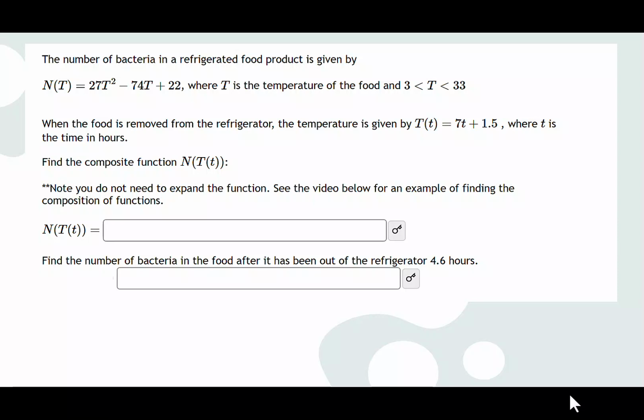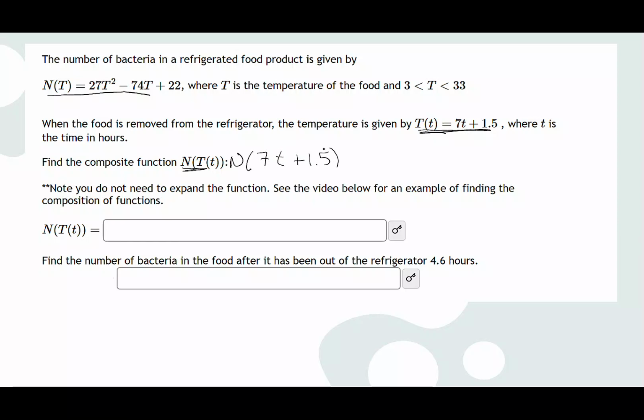So part one, we're going to find the composition N of T of t. Watch this special note that you don't need to expand the function, and that's going to be really important. To find the composition, what I want to do is plug this T of t into this first function, N of T. So here where it says N of T, I'm going to write N of, and I'm going to put my function T of t, which is 7t plus 1.5.